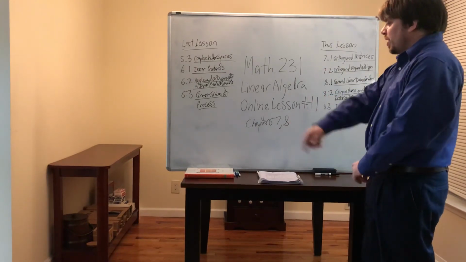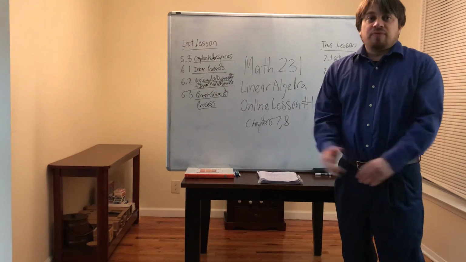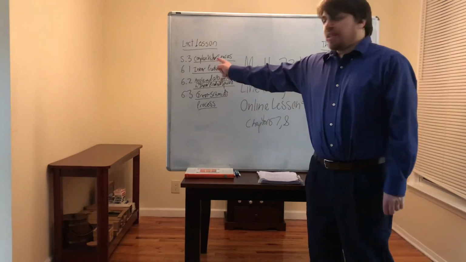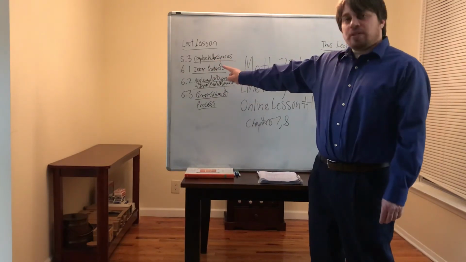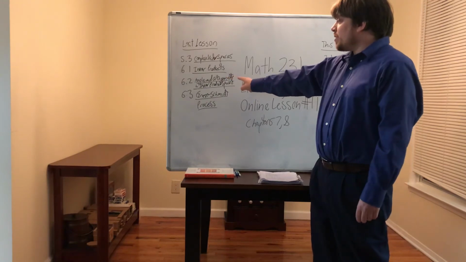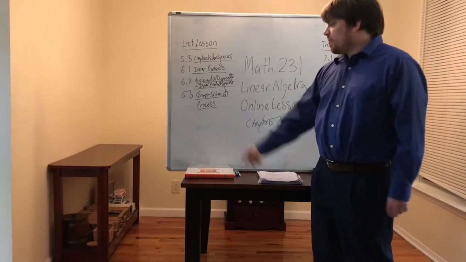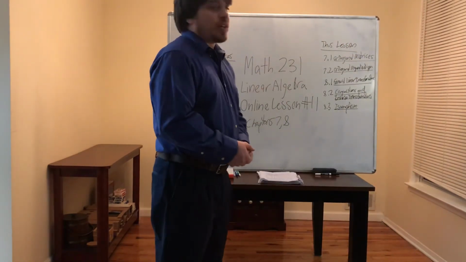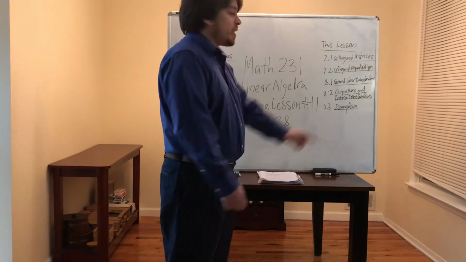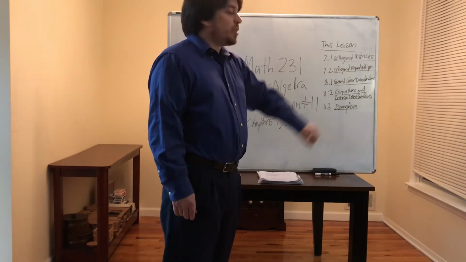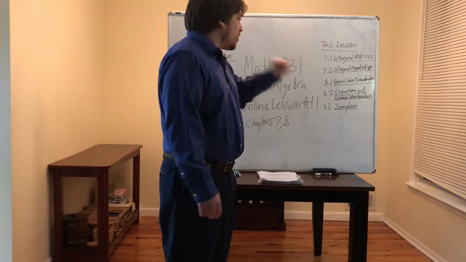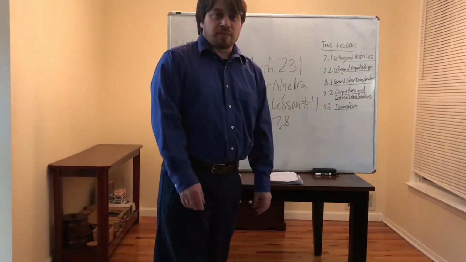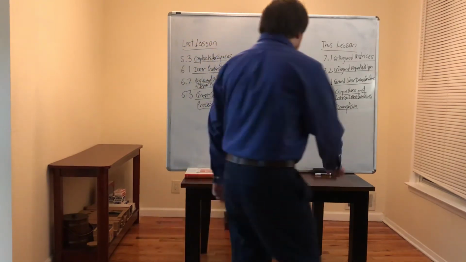In this lesson, we will cover chapters 7 and 8, and we will finish the material for the course. Last lesson, we covered 5.3 complex vector spaces, 6.1 inner products, 6.2 angle and orthogonality in inner product spaces, and 6.3 the Gram-Schmidt process. And in this lesson, we will cover 7.1 orthogonal matrices, 7.2 orthogonal diagonalization, 8.1 general linear transformations, 8.2 compositions and inverse transformations, and 8.3 isomorphisms. Okay, so let's get started.